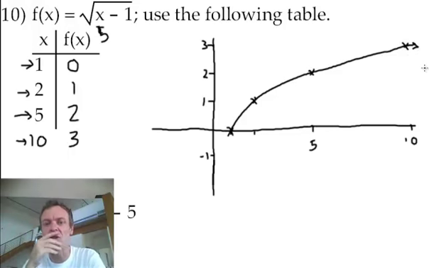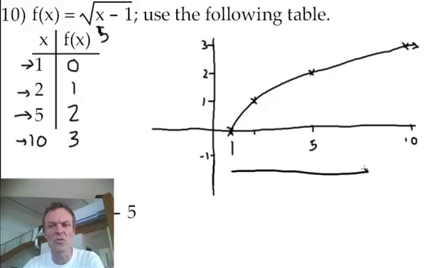Now, what's the domain? Where does it start on the x-axis, and where does it go to on the x-axis? It starts right here at 1, and it will go on to infinity. It will not be anything less than 1, because what happens if I put 0 in for x? Well, 0 take away 1 is negative 1, and I can't square root negatives.